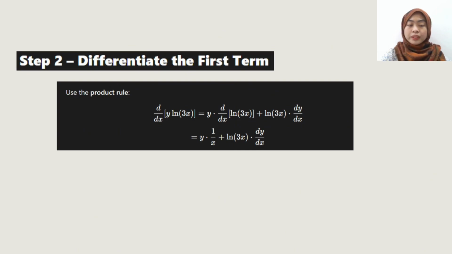The product rule says the derivative of the first function times the second plus the first function times the derivative of the second. So, we take the derivative of y, which is dy over dx, and multiply it by log of 3x. Then, we take y and multiply it by the derivative of log 3x. Derivative of the natural log of 3x is 1 over x. So this part becomes y over x plus log 3x times dy over dx.